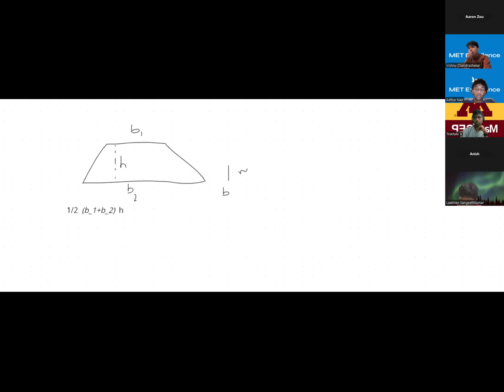So what we're essentially doing is taking the average of both of these lengths to get just one number. So these two are base one, base two. What you want to do is add them, divide by 2 to find the average of them, and multiply by the height, and that gives you the area of our trapezoid.